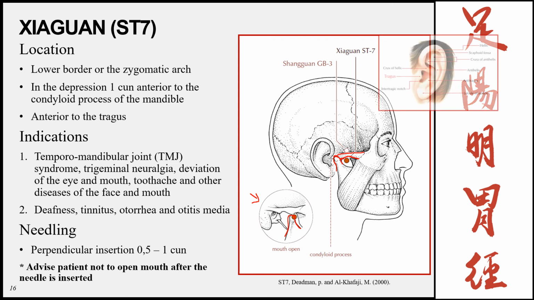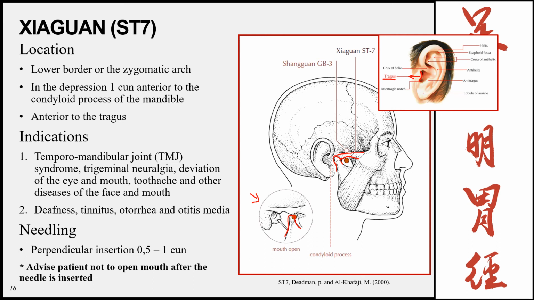If you look at this image I've just brought in, this is illustrating what the tragus is. You can see here in red, this over here is pointing to the tragus. The tragus is the piece of flesh in front of the ear canal over here. So we go anterior, which will mean in this direction from the tragus. Stomach 7 can be used for TMJ syndrome, trigeminal neuralgia, deviation of the eye and mouth, toothache, and other diseases of the face and mouth. It can also be used for deafness, tinnitus, otorrhea, and otitis media.